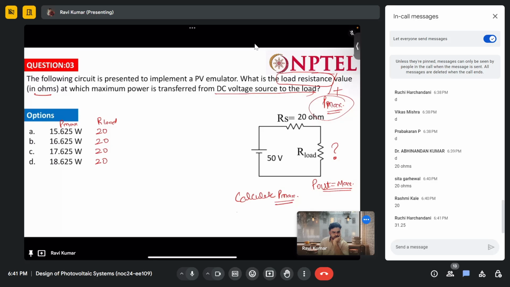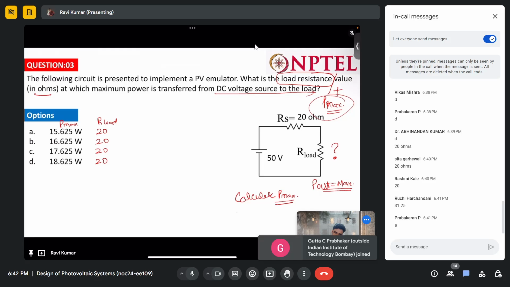$31.25. Am I wrong? Prabhakaran said A. Ruchi, you can recalculate, because if you are saying 31, I think a factor of 2 is missing. If Prabhakaran is right, then there is a factor of 2 missing. What do others say?